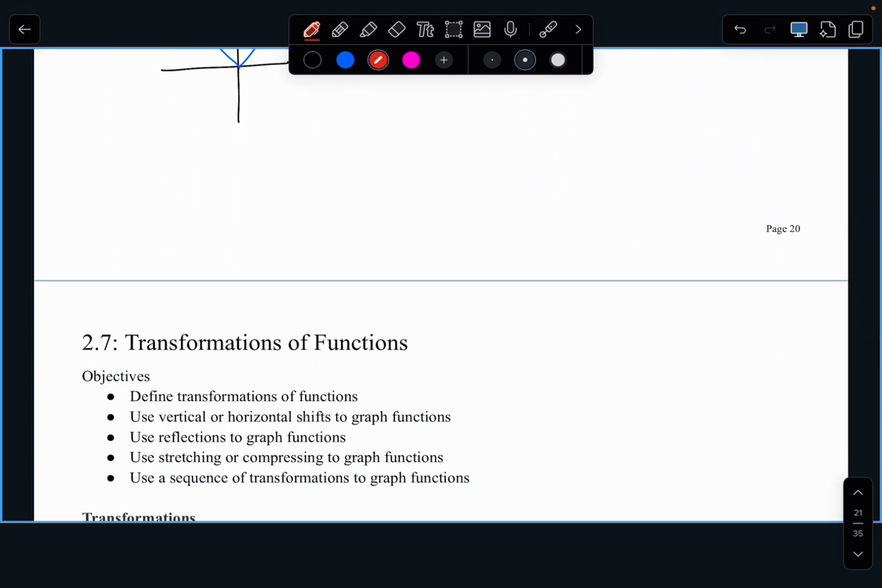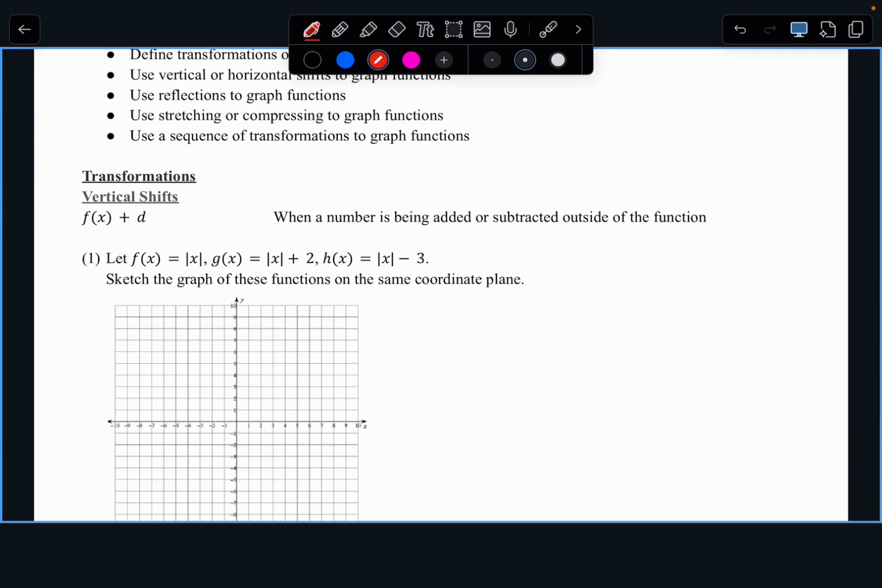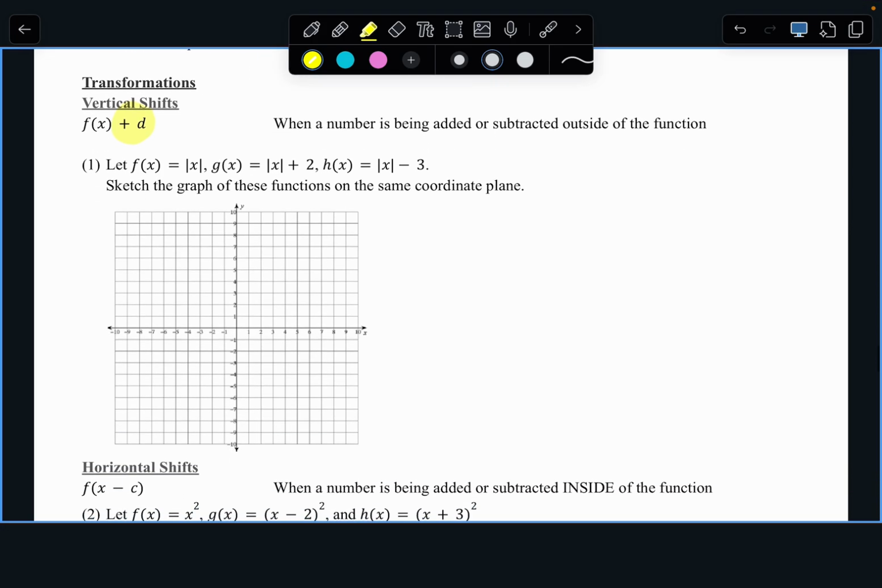Okay, we talked about the basic parent functions. Now let's talk about transformations of those functions. When we have a function and something is added or subtracted to the outside of that function, meaning not under a square root, not in absolute values, not in the parentheses, it's telling you it's moving it up or down. It's taking that exact image and moving it up or down from what it previously was.